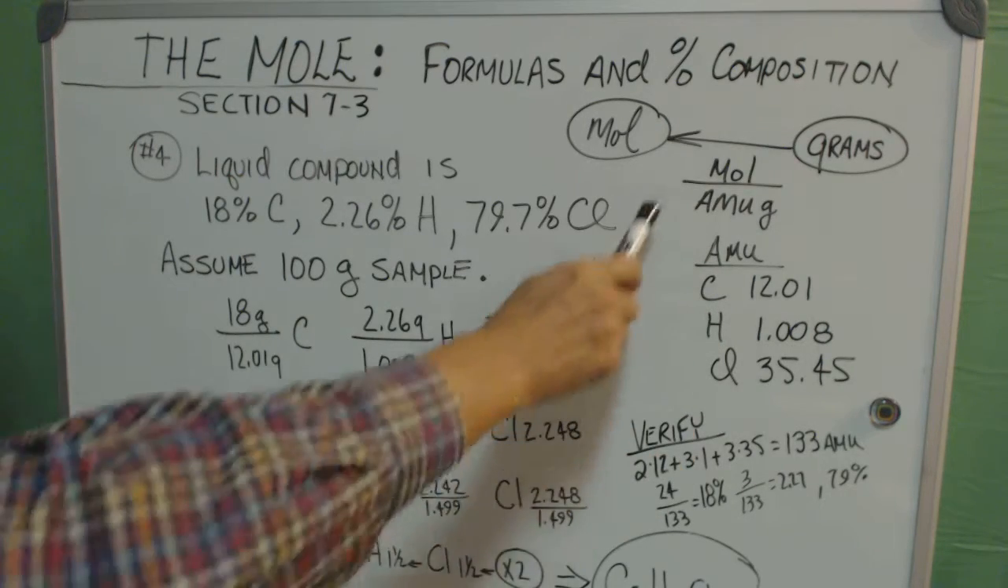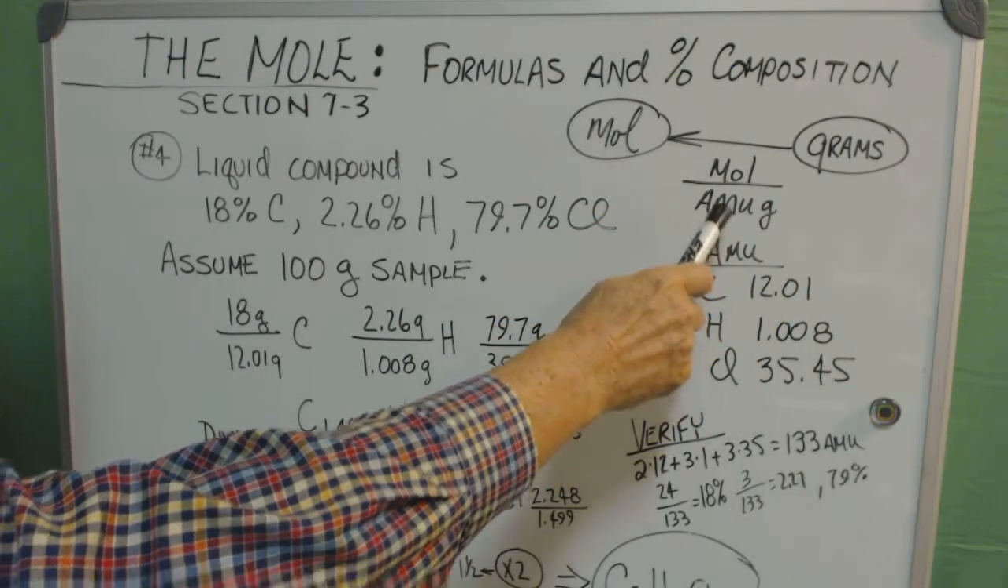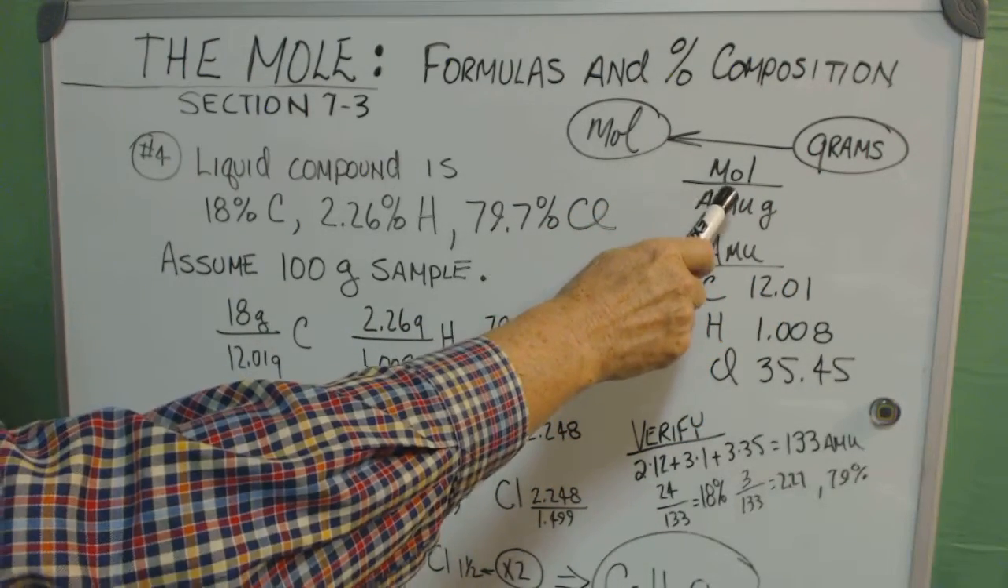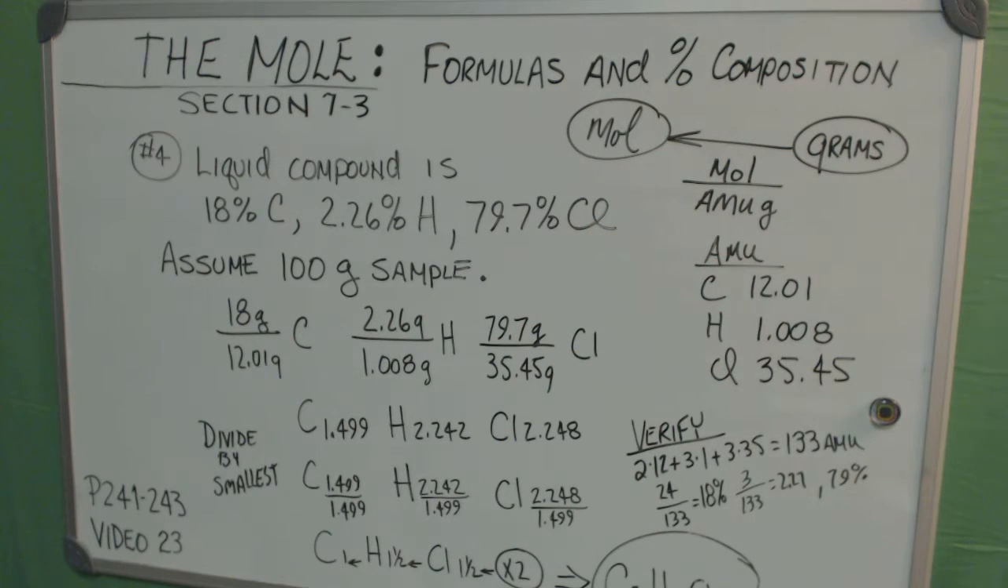chlorine, and I'm going to use my little model to go from grams to moles, just like I did before. So my conversion factor will be moles divided by the AMU in grams for each atom, each element, okay? And again, we're going to assume 100 grams. We do this in every problem. 100 gram sample of this stuff.